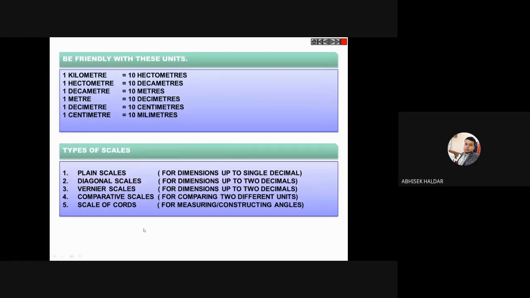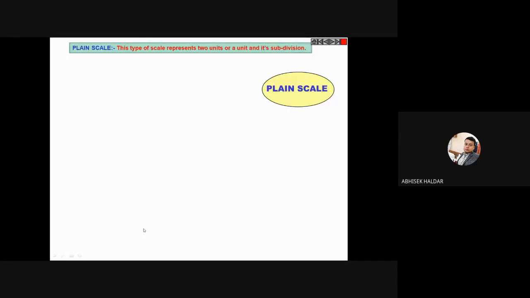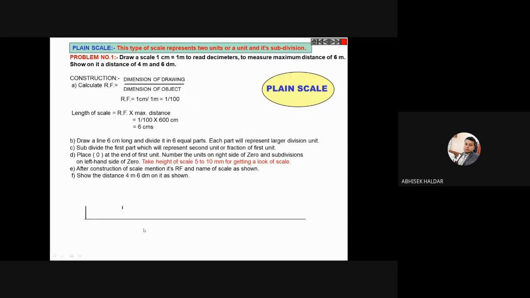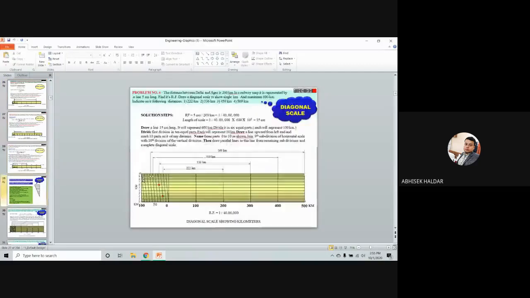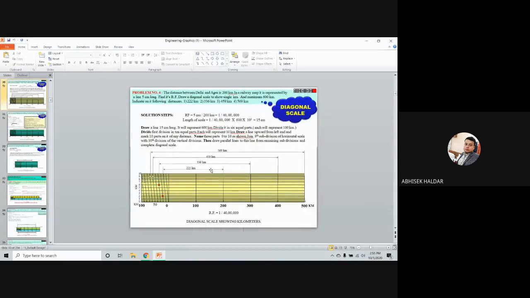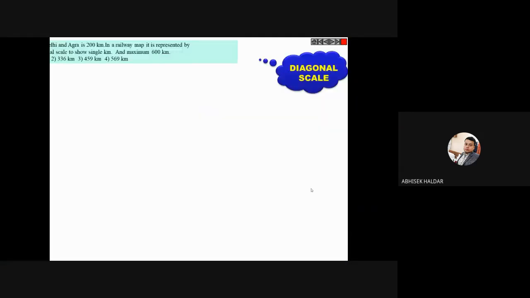Now let me show you a problem of a diagonal scale, not a plane scale. I will not show you a problem of the plane scale. I'll show you a diagonal scale problem directly, so that it will cover the plane scale part. First, you read the problem. A similar type of problem you will have in your assignment.